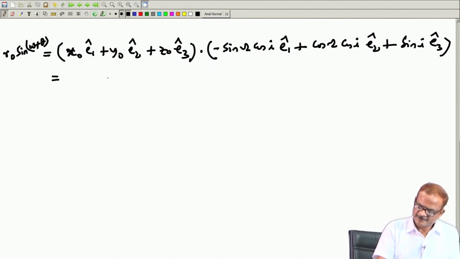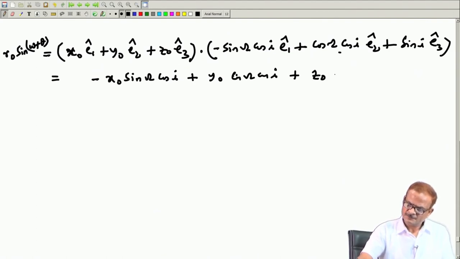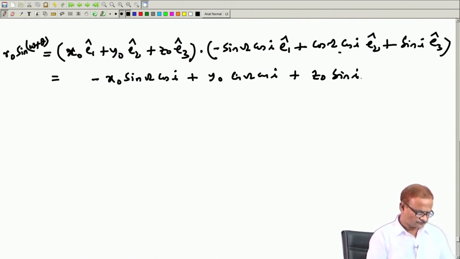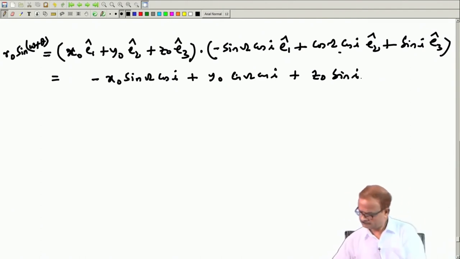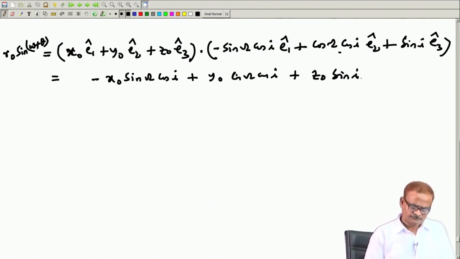So, the right hand side we rewrite, it is a dot product. It is easy to work out: minus x0 sin Ω cos i plus y0 cos Ω cos i plus z0 sin i. Okay, so these terms are correct.